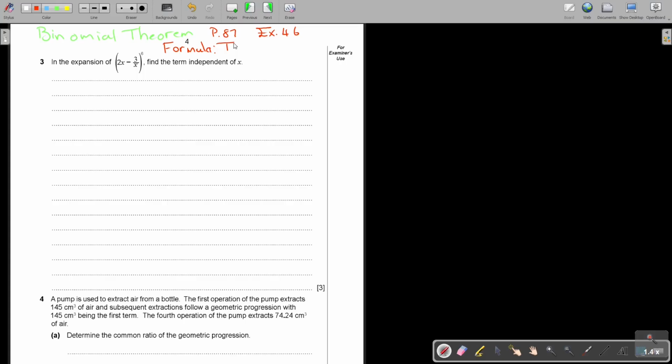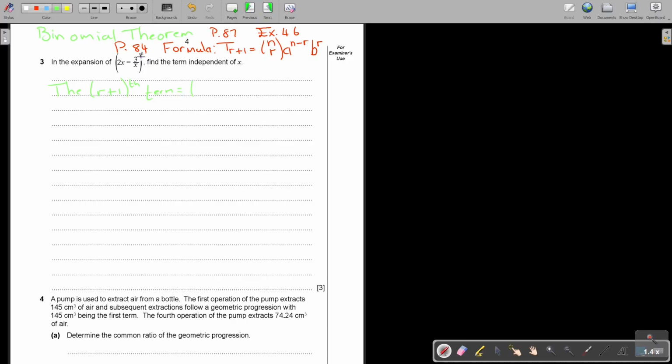It's that T, and that is on page 84. T to the power r plus 1 equals n over r, times a to the power n minus r, and then the second part b to the power of r. Now let's use that formula. Let's start by saying the r plus 1 term equals, and now we start.